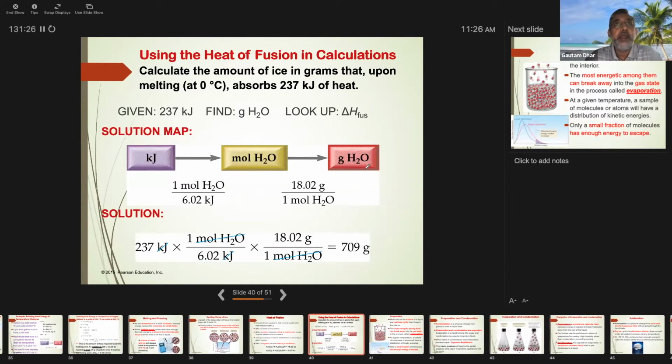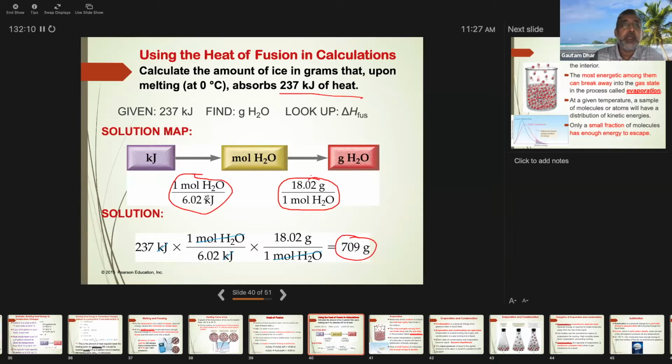Now here's a simple question: calculate the amount of ice in grams that upon melting absorbs 237 kilojoules of heat. Now the heat of fusion is in kilojoules per mole. Take it for granted for now that 1 mole of water is 18.02 grams. I'll tell you later how we come to those values. But when I give you questions for this, I will give you in grams, not moles. So basically you are multiplying and canceling the units, and you are getting 709 grams.